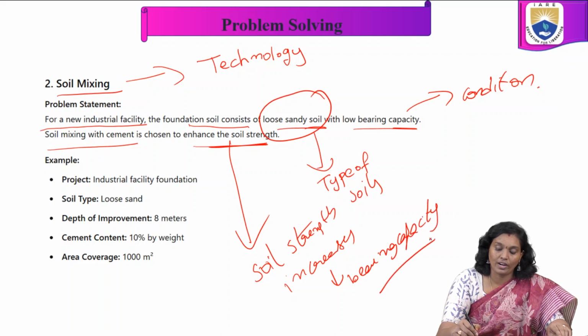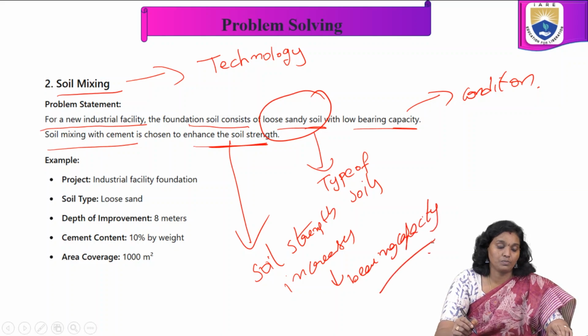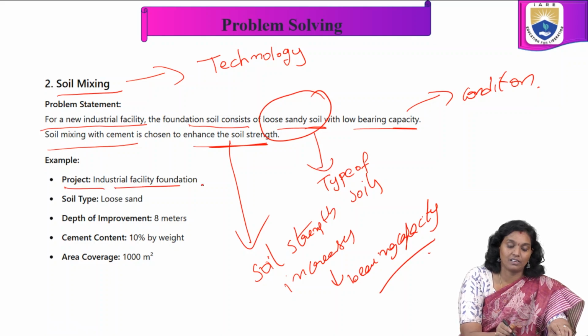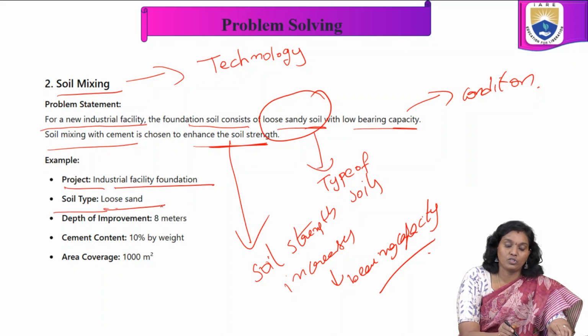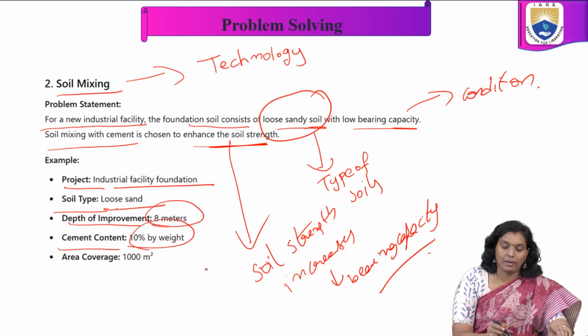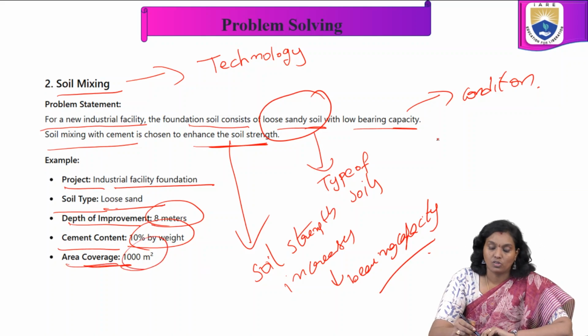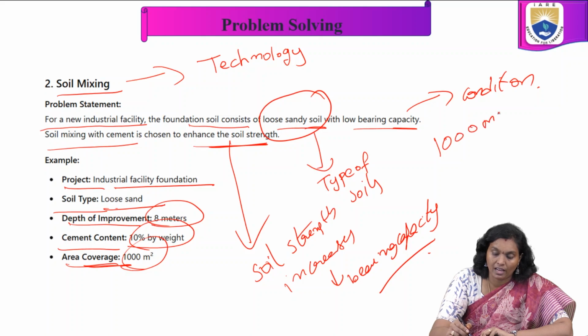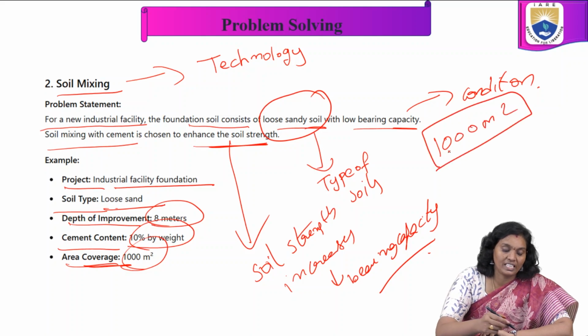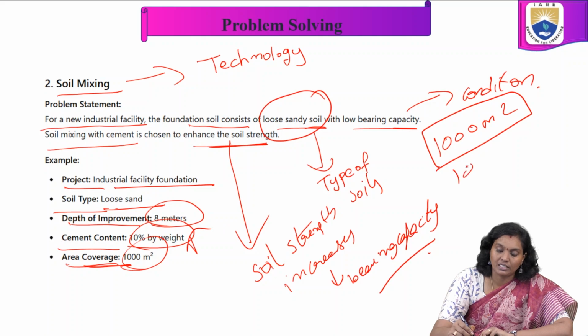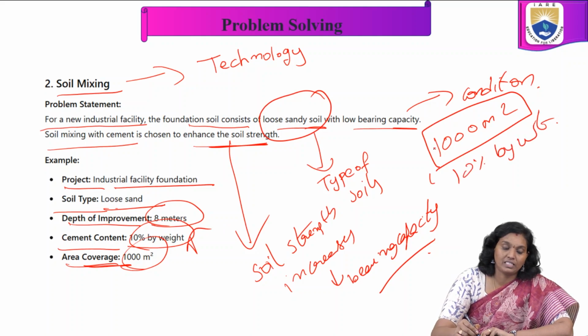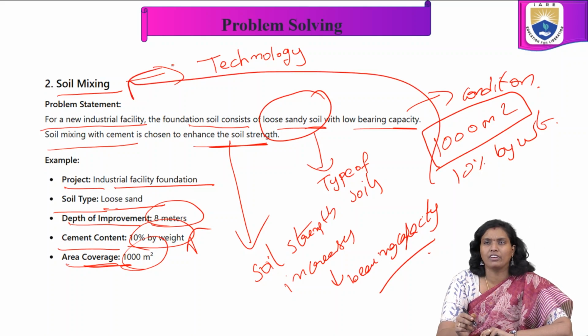These are the major points which we are going to understand according to this problem statement. The project is an industrial facility foundation, the soil type is loose sand, the depth of improvement required is up to 8 meters, and the cement content is 10% by mix weight. The average coverage is 1000 meter square. So for the 1000 meter square area, we are going to choose cement content of 10% by weight. These are the things for the soil mixing technology we choose.